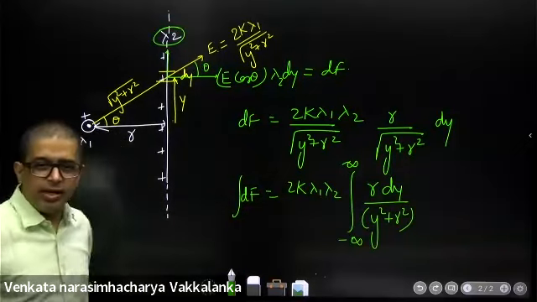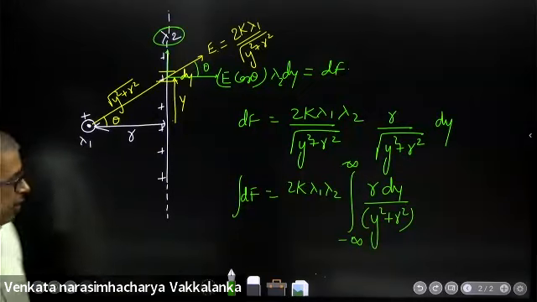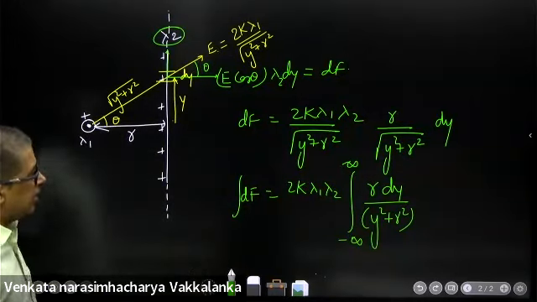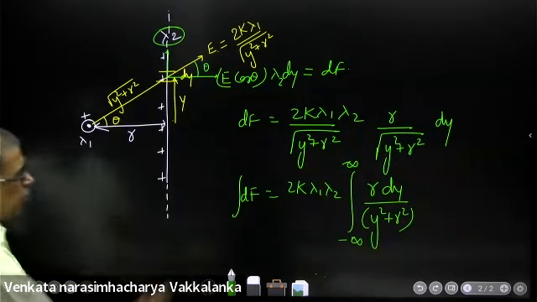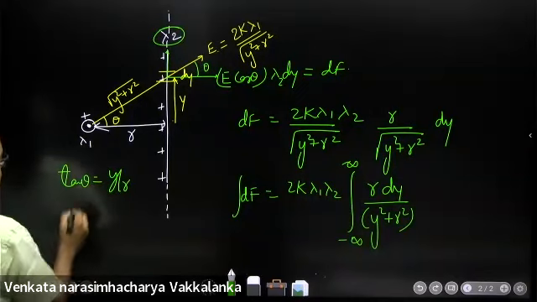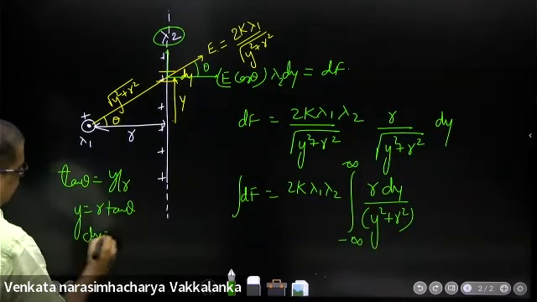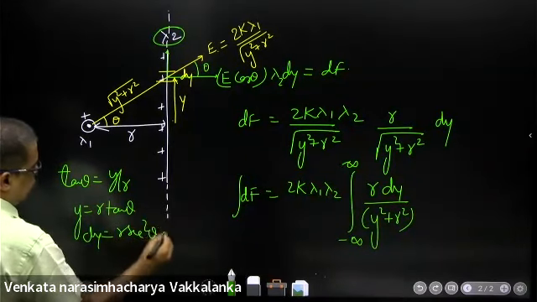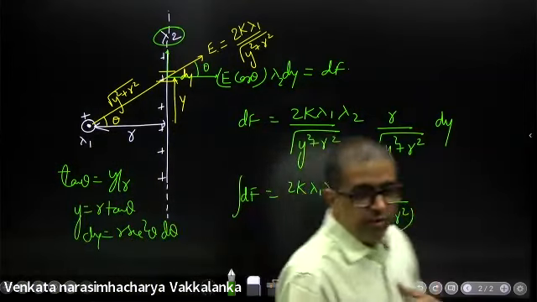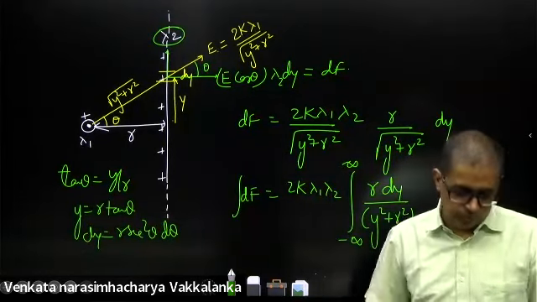Once you convert that in terms of theta, limits also will change accordingly. Or you can make it 2 times 0 to infinity. Tan theta is y by r. You people know the standard integration by now. Y is equal to r tan theta. dy is equal to r secant square theta d theta. 2 times 0 to infinity, when I convert it in terms of theta, it becomes 2 times 0 to pi by 2.